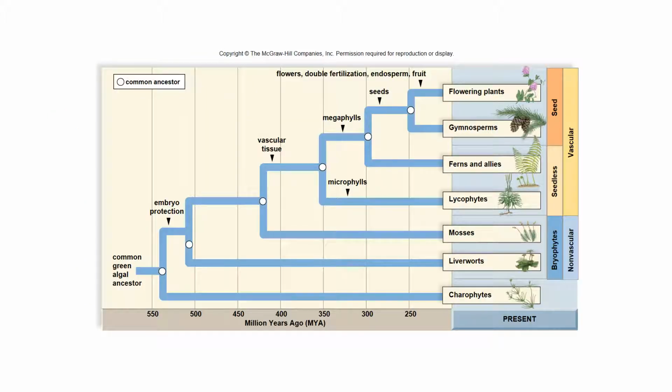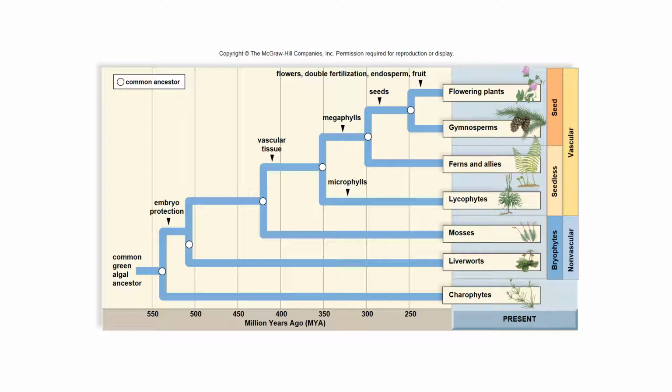Now, there were five big innovations here that helped plants eventually live on land. If you look at the top where these little arrows are, you've got embryo protection, vascular tissue, megaphylls, seeds, and fruits. Those are the big adaptations, or evolutionary events, that helped plants move from being all water plants to also being land plants as well.